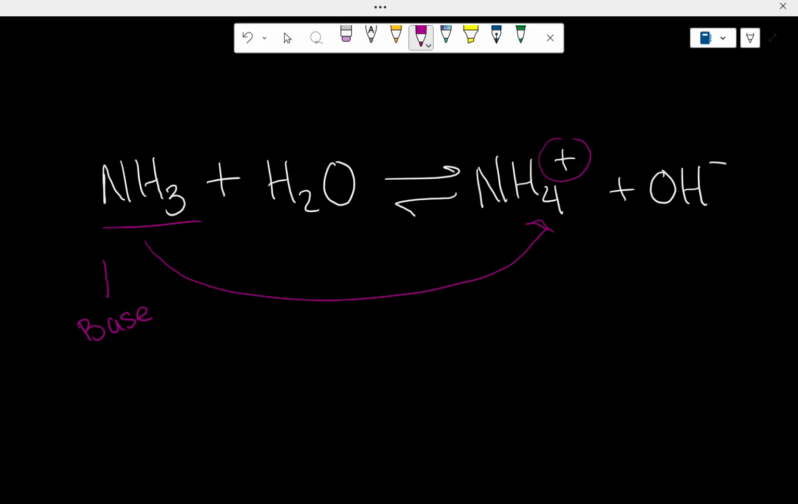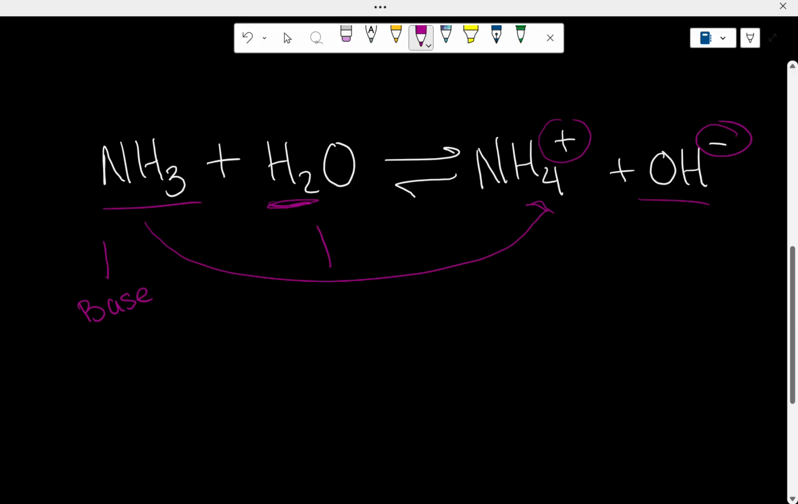Now let's go to H2O. It starts off with H2, so 2 hydrogens, and an overall charge of 0. It's neutral. Now on the product side, you lose a hydrogen, as it's now just OH, and it gains a negative charge. To gain a negative charge, you must have lost or released a proton. And in an acid-base reaction, acid substances release protons. So this is going to be your acid.